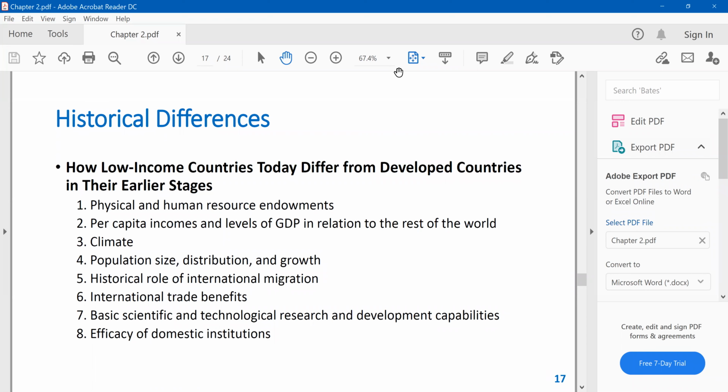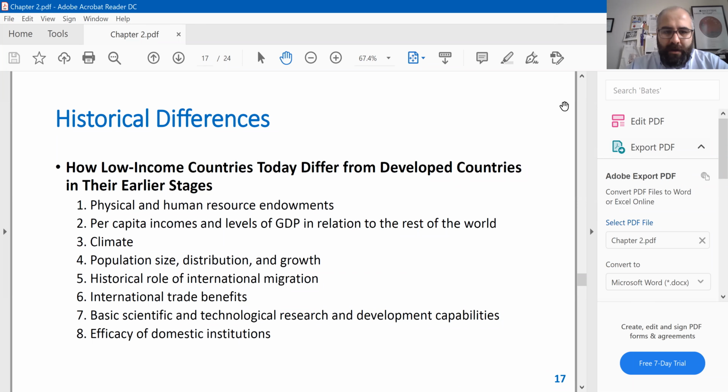In terms of physical and human resource endowments, one important thing, again, is population size, distribution, and growth. When we say distribution, we may imagine different things. There could be a difference in regional distribution, right? Today, in many developing economies, population is much more concentrated in cities. In the earlier centuries, for today's developed economies, when they were taking off into growth, population was much more dispersed, right? There is also a difference in terms of age distribution, right?